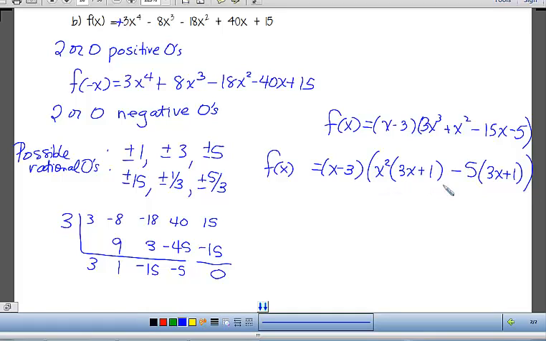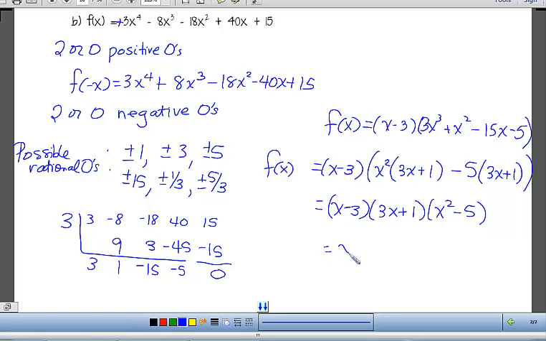Okay, now I've got two terms. Here's one term. Here's the other term. And they have in common 3x plus 1. So we get x minus 3 times 3x plus 1 times x squared minus 5. And of course, a quadratic we should be able to solve without having to do the synthetic division.